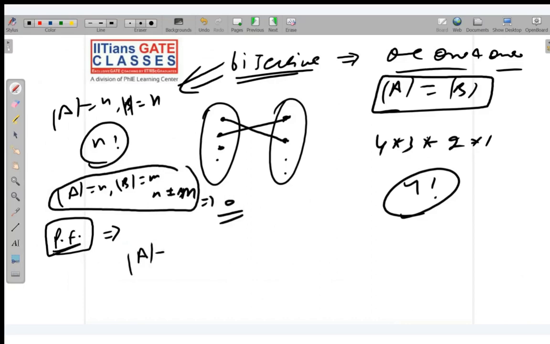Permutation function, I think you already know, is a bijective function on the same set. So if set A has n elements, it will obviously be n factorial only, because it is a bijective function on the same set only.